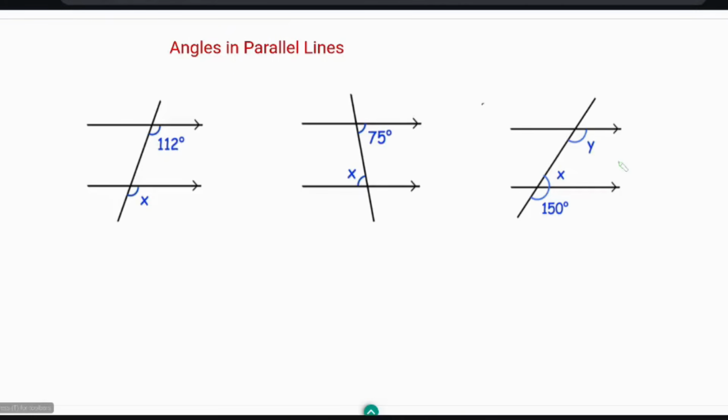Just a quick review of angles and parallel lines. So here we have an F angle, the official name being a corresponding angle. If you see this shape, it could be back to front or upside down, but the angle here and here are the same, and these are called corresponding angles.